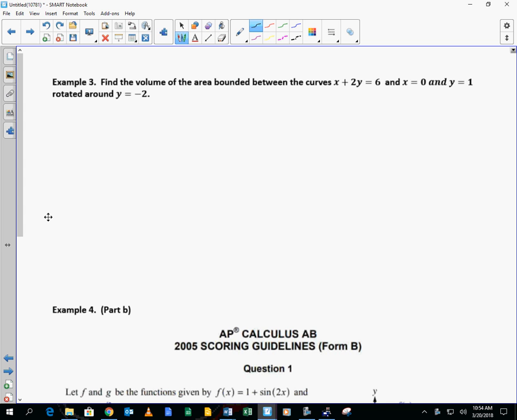Find the volume of the area bounded between the curves x plus 2y equals 6, x equals 0, y equals 1, rotated around y equals -2. Does anybody see, by looking at this, what's automatically different about the problem compared to what we covered before? Very good.